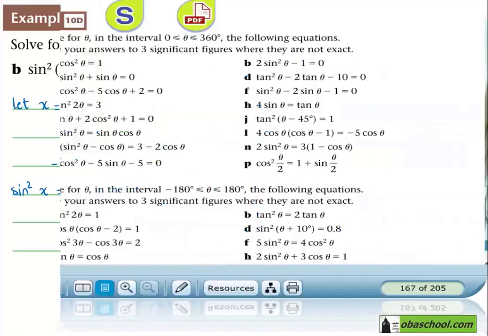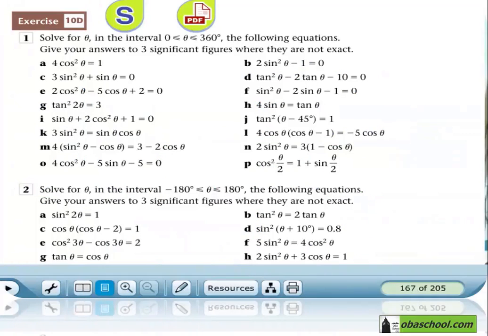You can solve these exercises in the same way, and you have different forms. For example, cosine squared is equal to a constant, or it could be ax squared plus bx plus c. Here you need to factorize, then you need to find the exact value of the angle which results in this equation.